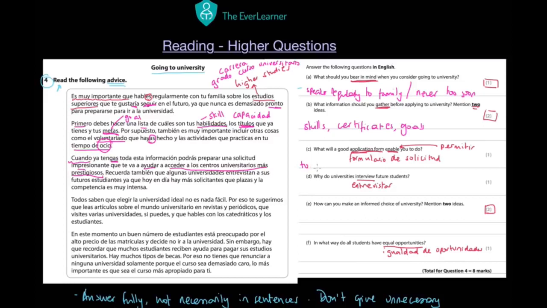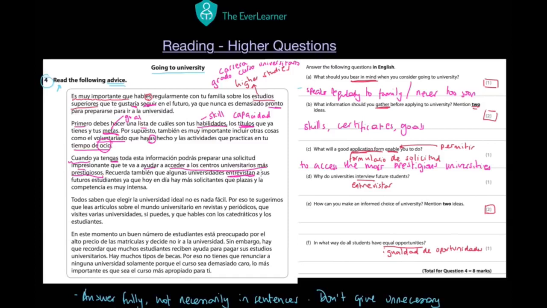So, to access the most prestigious universities. Okay, why do universities interview future students? So let's carry on reading. Recuerda, remember, también que algunas universidades entrevistan, we've got here the word entrevistan, a sus futuros estudiantes, ya que, same as porque.